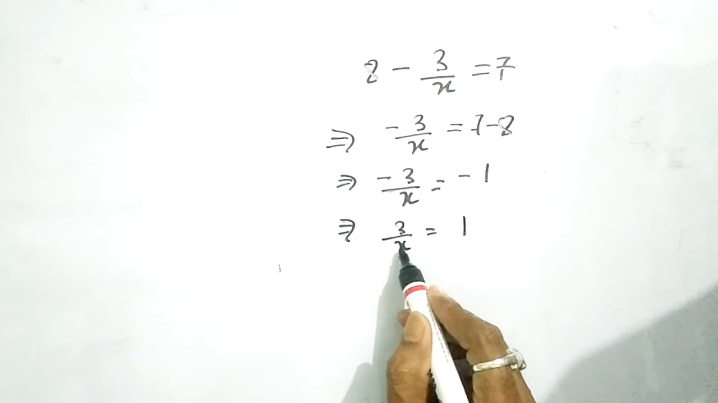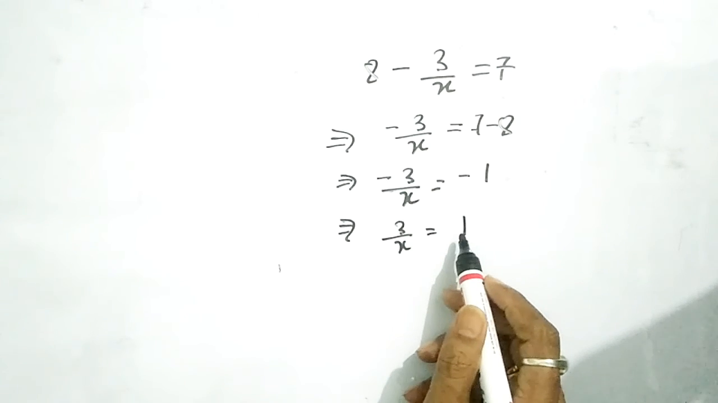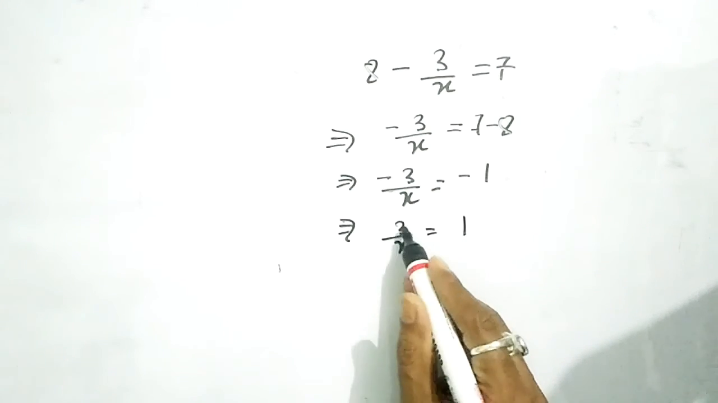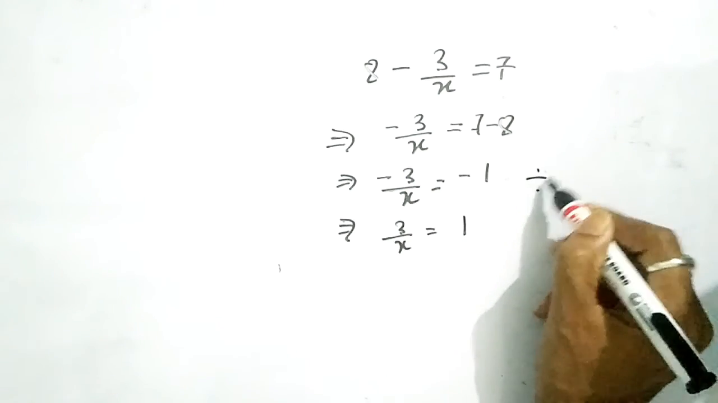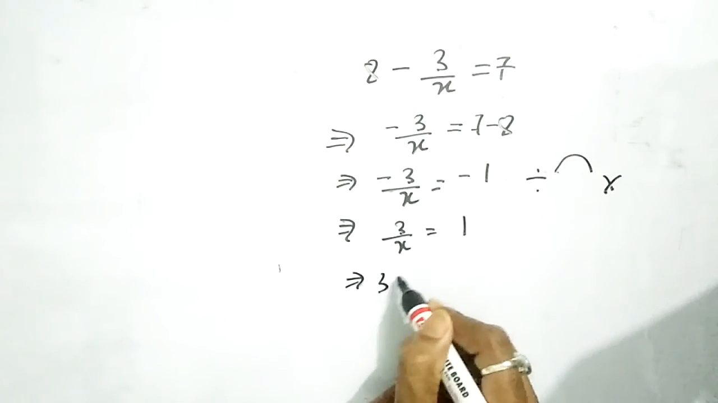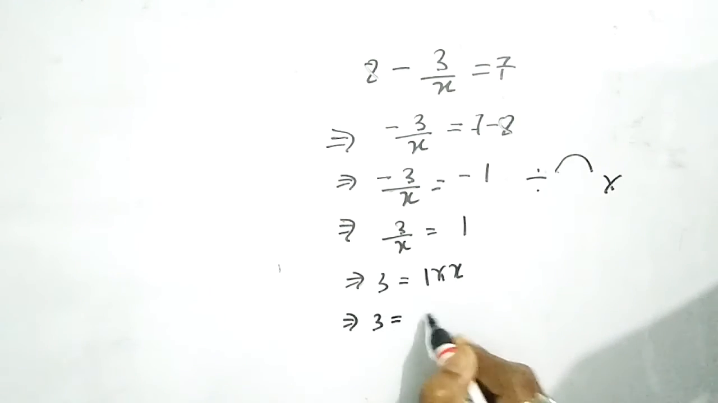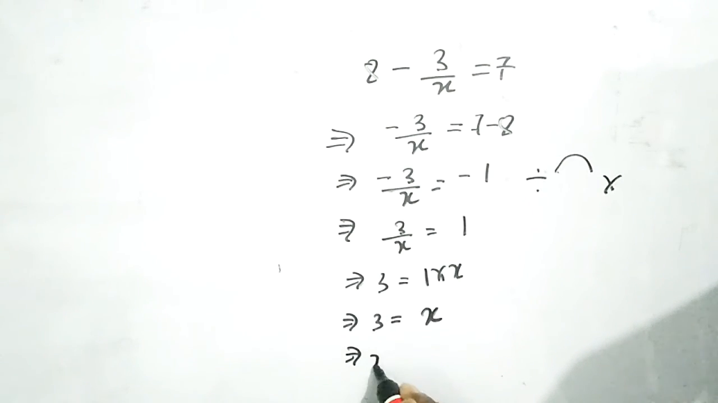Now this x we need to transpose, or you can say we need to shift to the right hand side. I already explained, here it is divided, so when we shift it to the left or right it becomes what? Multiply. That means 1 into x. So you can say 3 equals x. So what should be the answer? x equals 3.